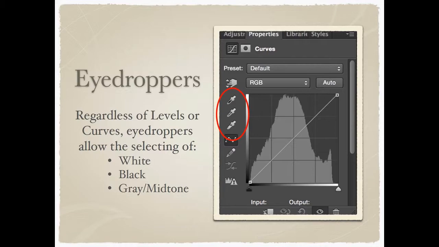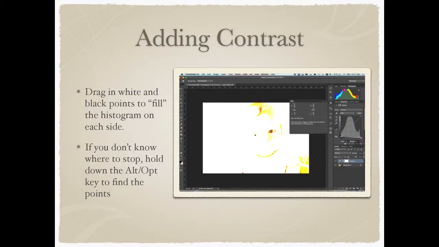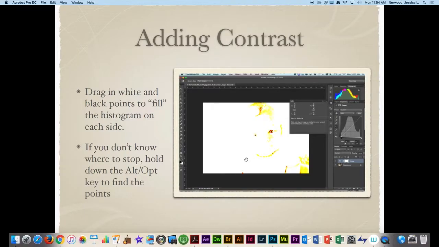So one thing we need to know is that no matter what we're using, it doesn't matter if it's levels or curves, we have to understand these eyedroppers. And those eyedroppers have 3 points that we can play with. So I'm going to briefly open an image here and just kind of play with it a little bit. I'm going to show you how to do exactly what this next spot says. So I'm going to come back to this.